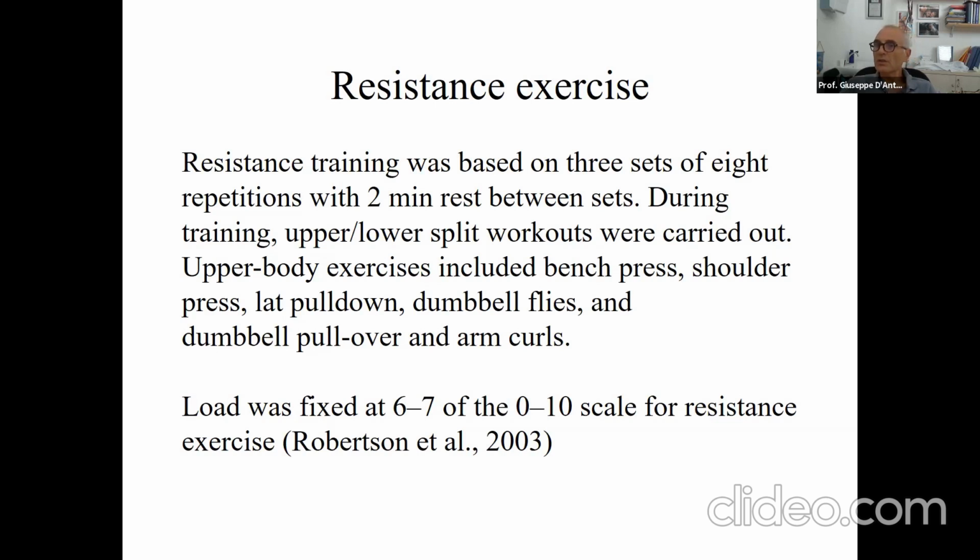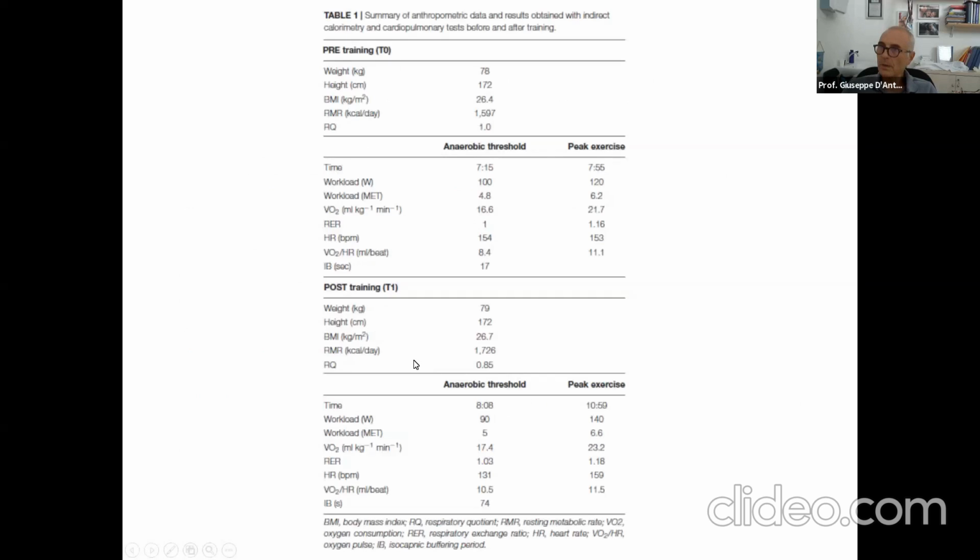The training consisted of upper body exercises, including bench press, shoulder press, lat pull down, dumbbell flies, dumbbell pull over, and arm curls. During the training, lower and upper split workouts were carried out. The load was fixed at 6 to 7 of the 0-10 scale for resistance exercise, according to Robertson 2003.